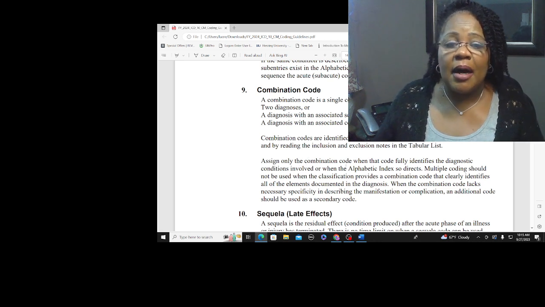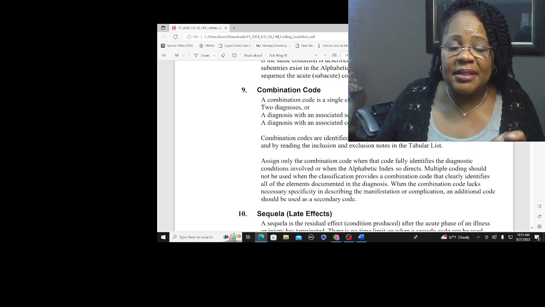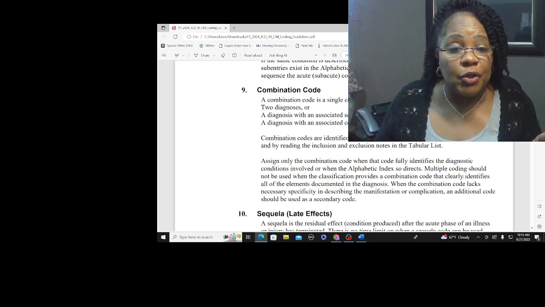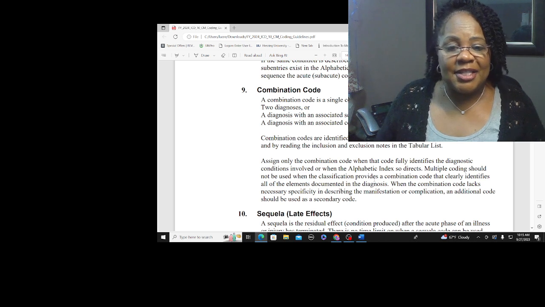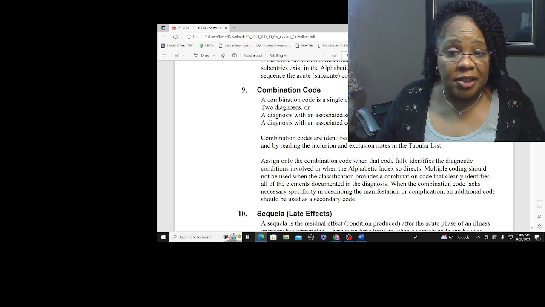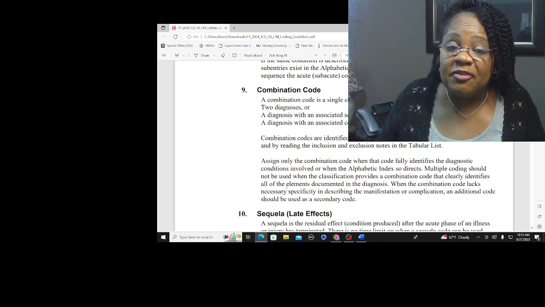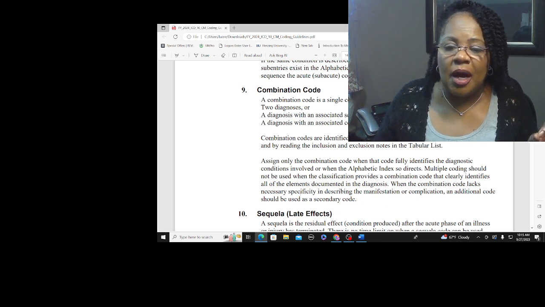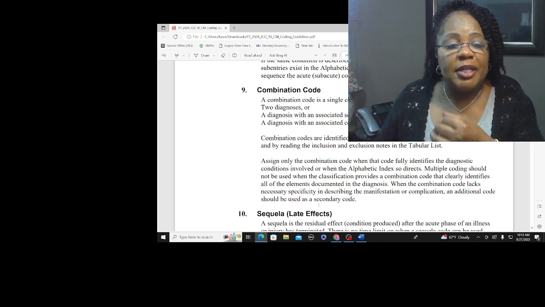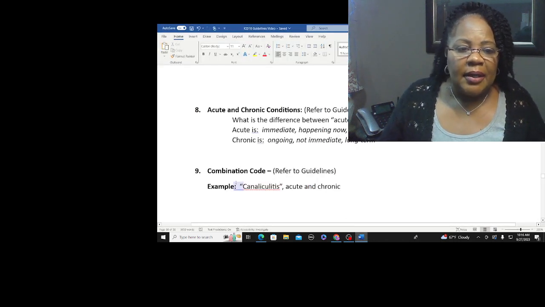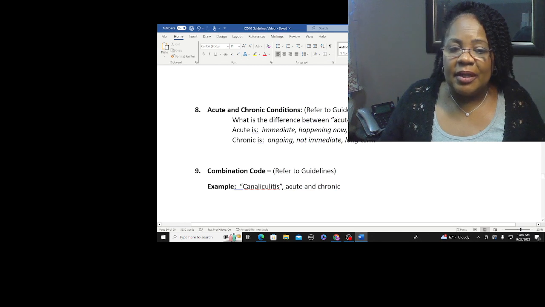Assign only the combination code when that code fully identifies the diagnostic conditions involved or when the alphabetic index so directs. Multiple coding should not be used when the classification provides a combination code that clearly identifies all of the elements documented in the diagnoses. And when the combination code lacks necessary specificity in describing the manifestations or complications, an additional code should be used as a secondary code. And so I identified in 9, an example was canaliculitis, acute and chronic.